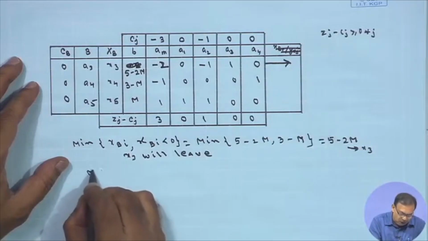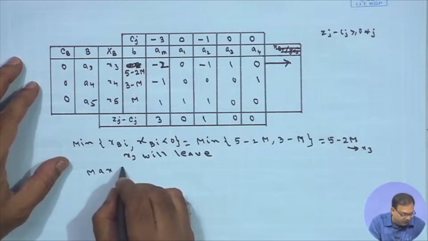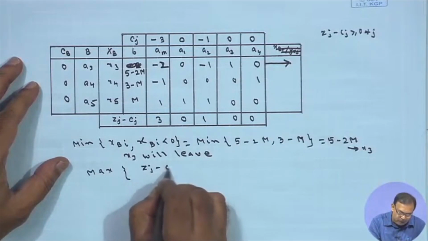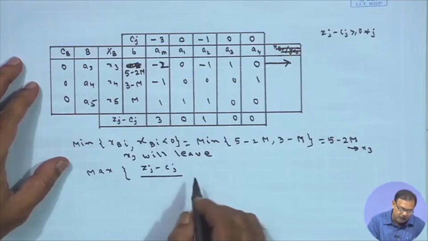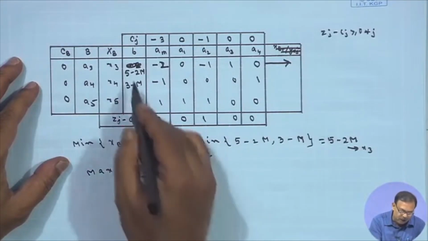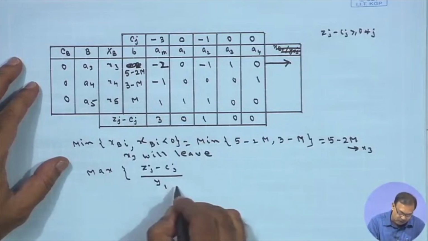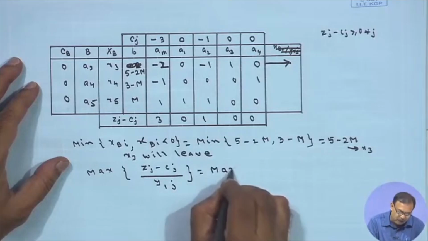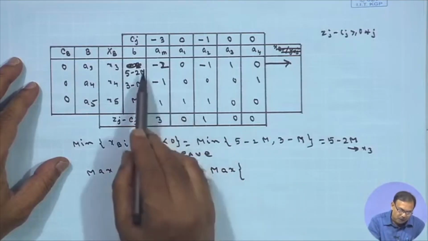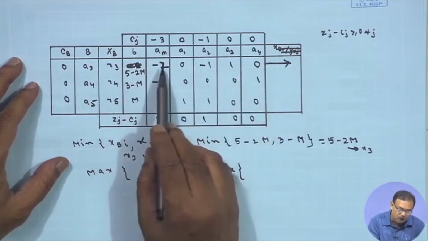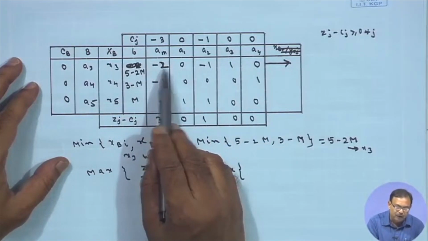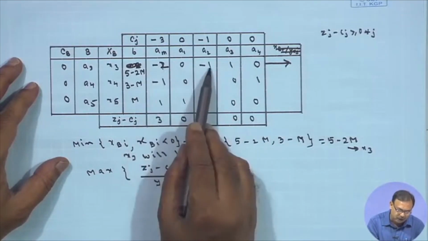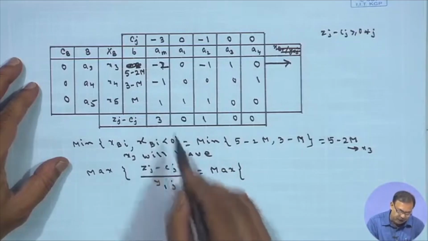Similarly, to check what will be the entering variable, you have to calculate the maximum of Zj minus Cj over y1j, because this was the first row. So, y1j: this will be equal to the maximum of what value? From this row I will take only those y's where the values are negative. So, I will take only this and this. So, the ratio Zj minus Cj.